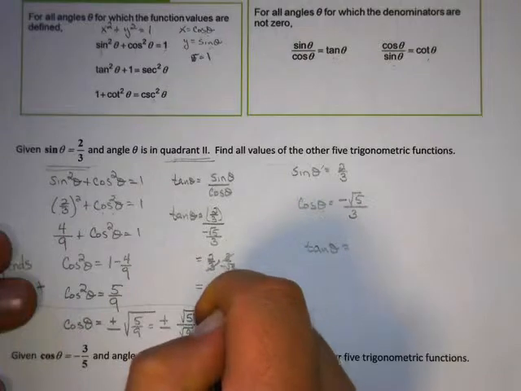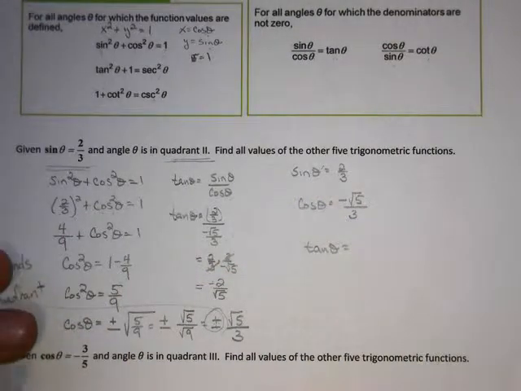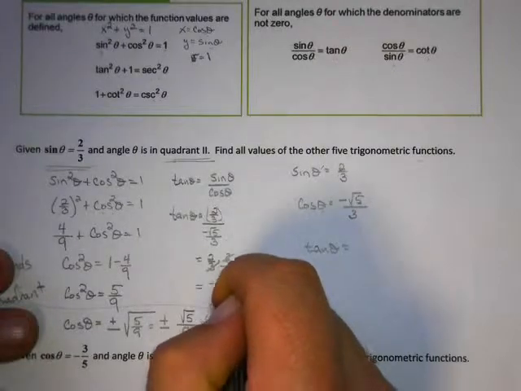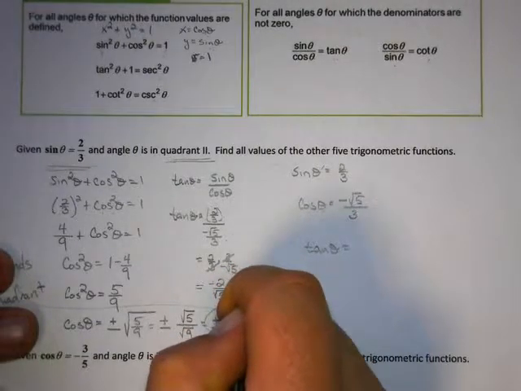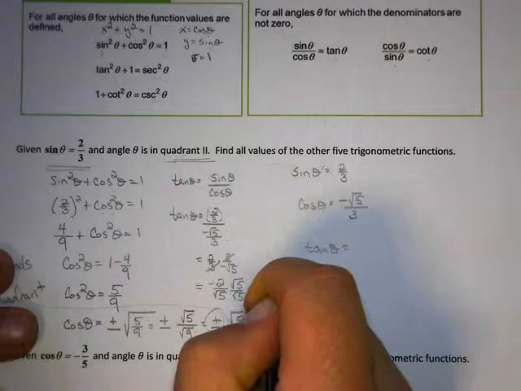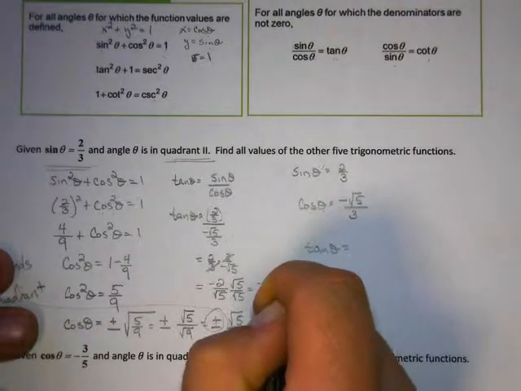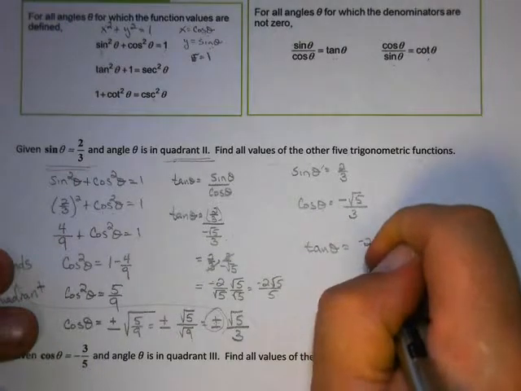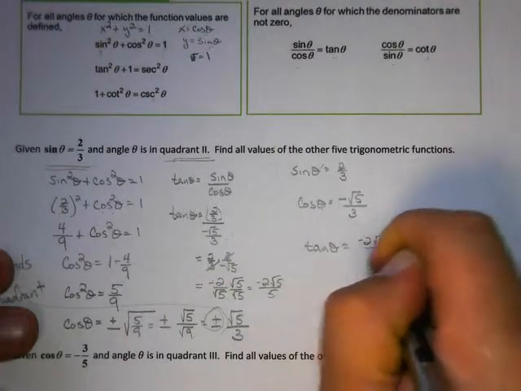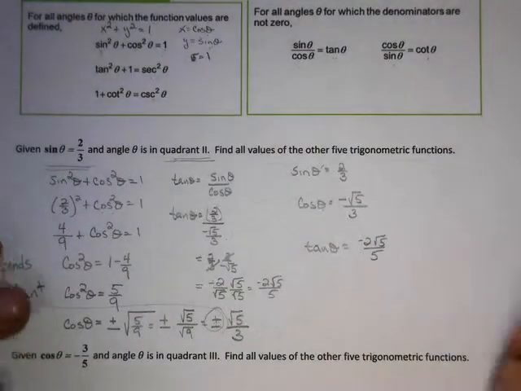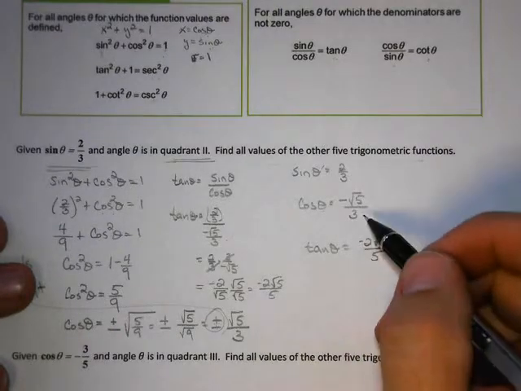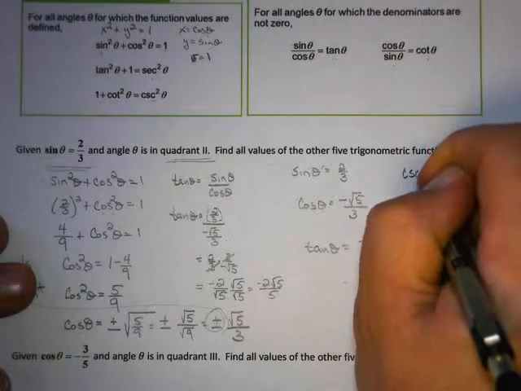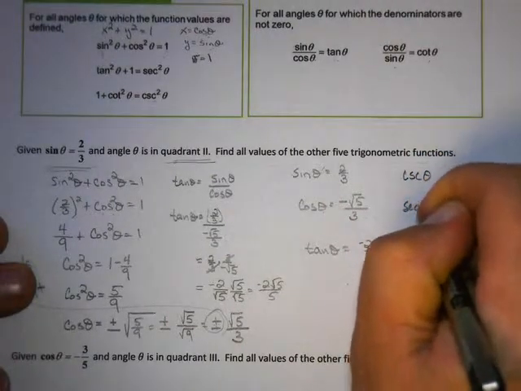And now we're going to have to rationalize that. So multiply by the square root of 5 over the square root of 5. And we get negative 2 square roots of 5 over 5. So now that we have sine, cosine, and tangent, we can get cosecant, secant, and cotangent.